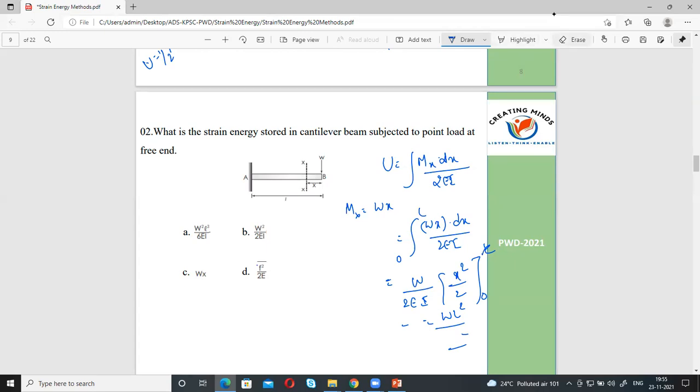We erase this particular part. Wait, what is the Mx value? Mx value is Wx whole square, right? Yes, sir.